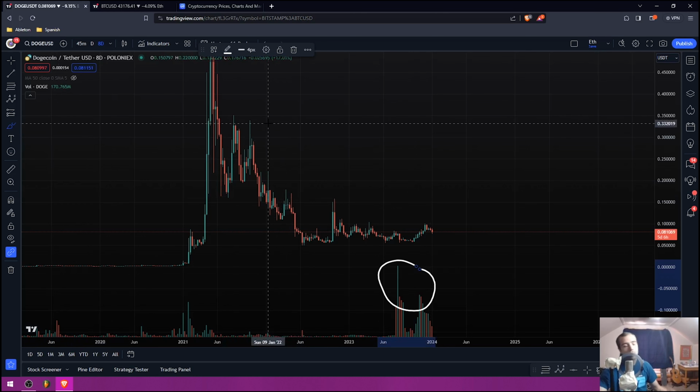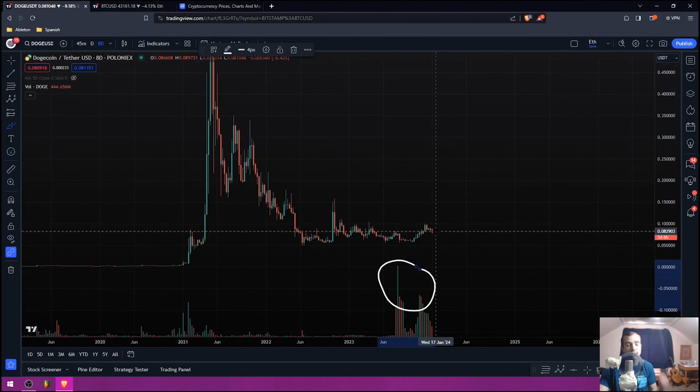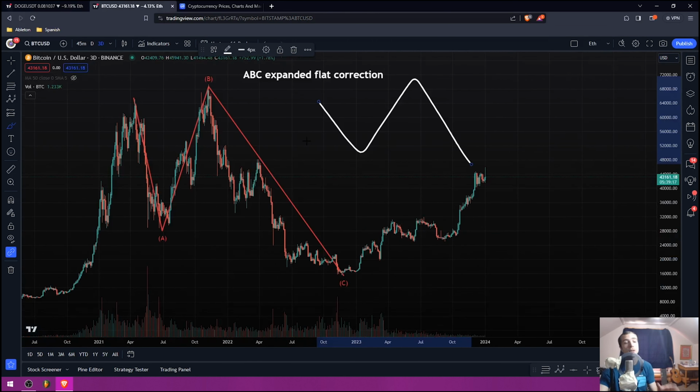So to review, there's expanded flat and zigzag corrections. Dogecoin completed a zigzag correction. Bitcoin completed an expanded flat and started rising. Dogecoin has not started rising yet very much. It will follow shortly behind Bitcoin in my personal and professional opinion.